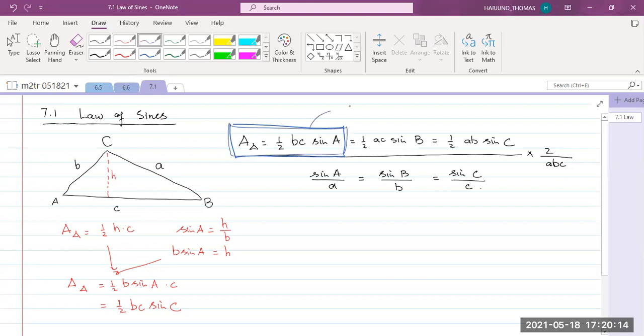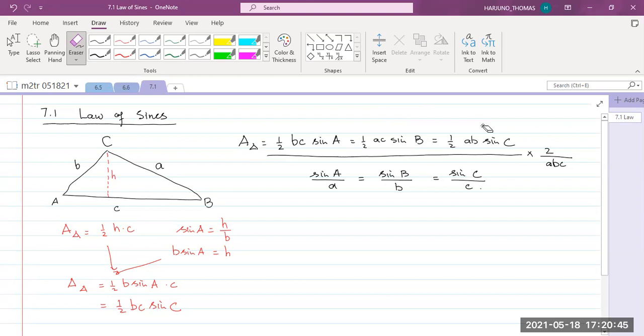Now the rest are actually the permutations of the variables that we use: BCA, ABC, ACB. Then from there, we multiply by 2 to get rid of the 1/2 and divide by ABC to have this ratio.